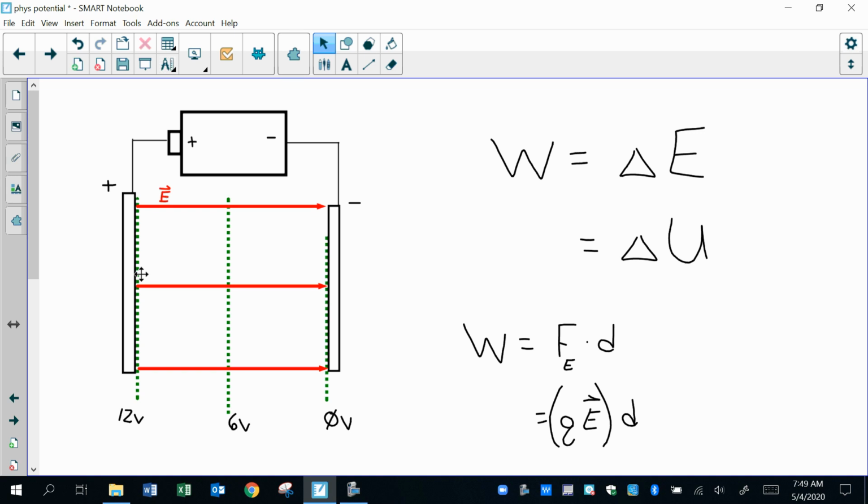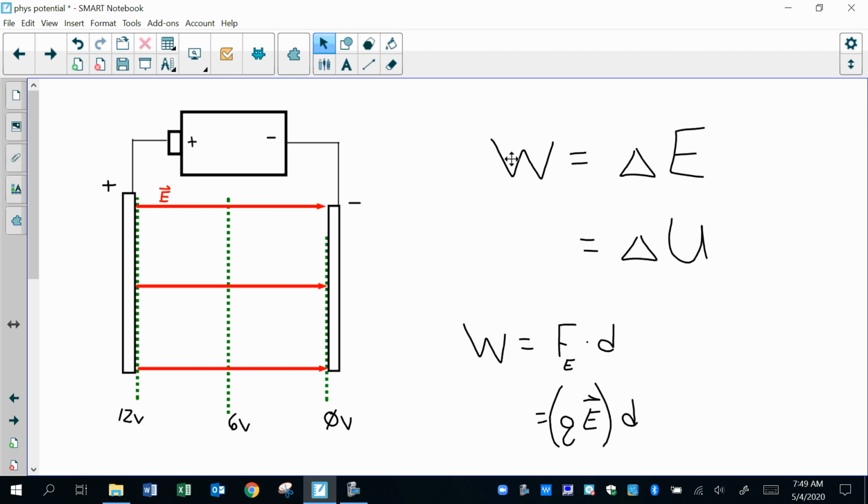Do I want to label all 12 volts? No, I don't want to draw 12 lines. That seems excessive. Maybe just a 6 in the middle. Maybe I do a 3 and a 9 here. I don't know. It all depends. How many lines do you want? How many do you need? You don't want to go too crazy, though.